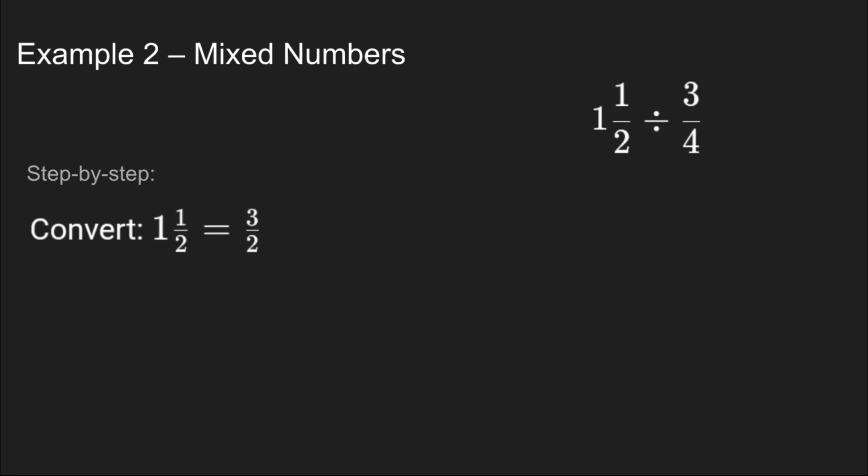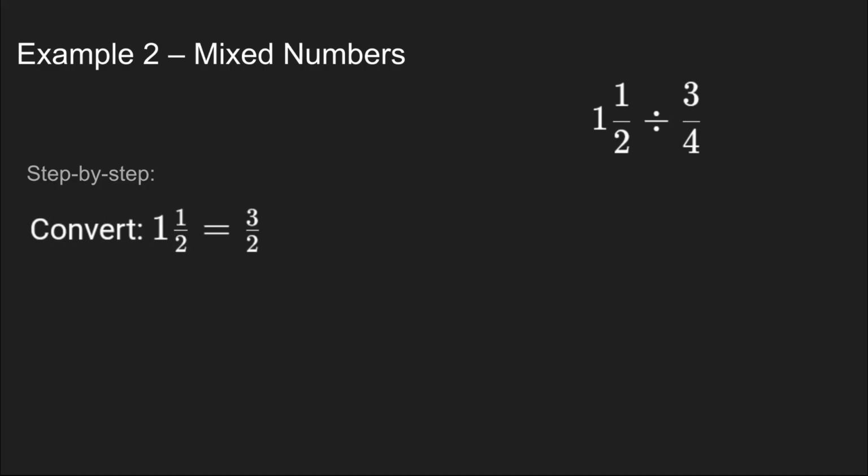So now let's do another example, but this time we're going to use mixed numbers. So we are given the problem 1 1/2 divided by 3/4. Let's do this step by step. We're going to convert 1 1/2 to 3/2, just like we do with any mixed number when we're doing a division problem. And then we're going to keep 3/2.